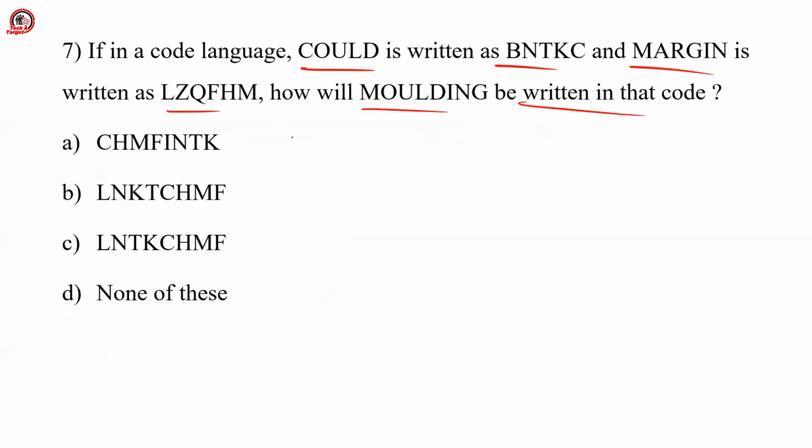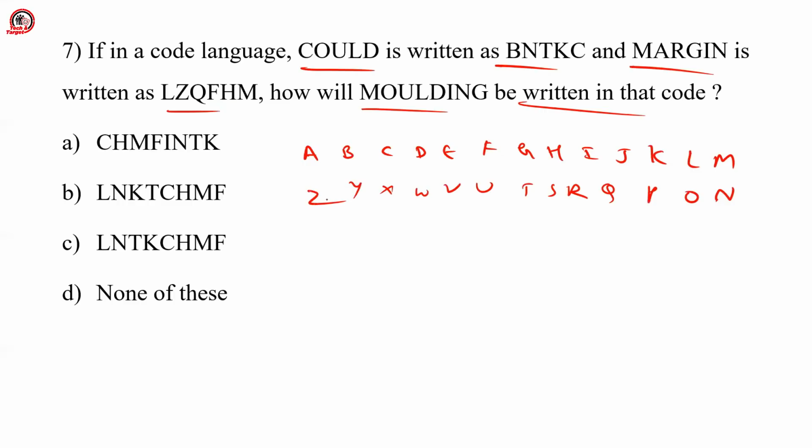Now, as I've told you earlier, whenever you get something related to alphabetical series, firstly, you have to write the alphabets from A to Z in two rows. In the first row, you write from A to M, and in the second row, you write from N to Z, but in the reverse order. So: E, F, G, H, I, J, K, L, M, and at the bottom, N, O, P, Q, R, S, T, U, V, W, X, Y, and then Z.